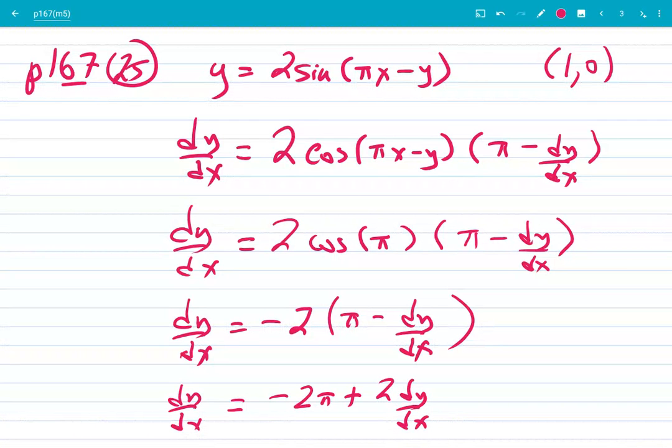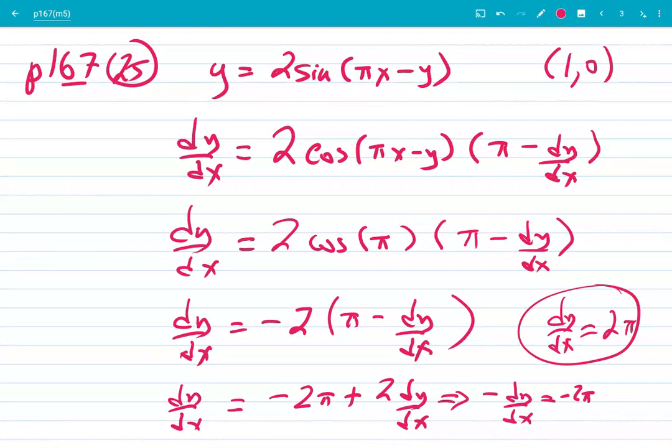Okay, so we continue on the next page. All I have to do is subtract. Well, how about I can probably sneak it in here. If I subtract 2 dy/dx from the other side, dy/dx, you're going to get negative 1 dy/dx is equal to negative 2 pi. So guess what? dy/dx is 2 pi. Okay, we've got the slope of the tangent line at that point along that curve, whatever that curve looks like. Well, actually, no, we don't know what that looks like.